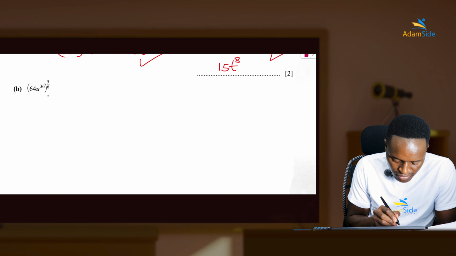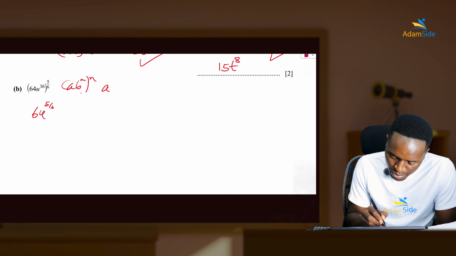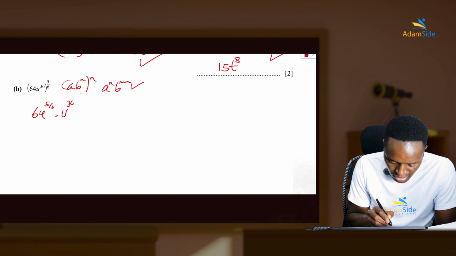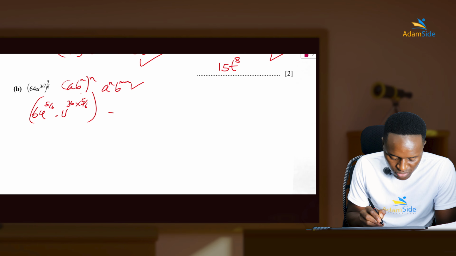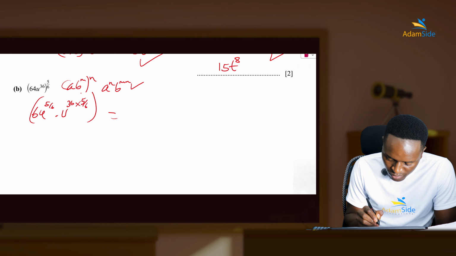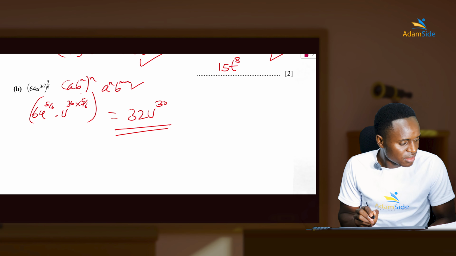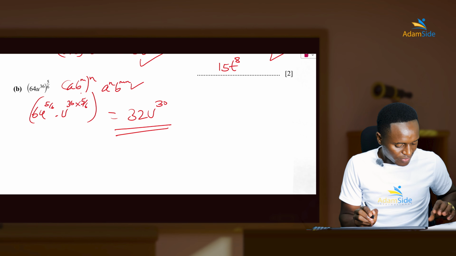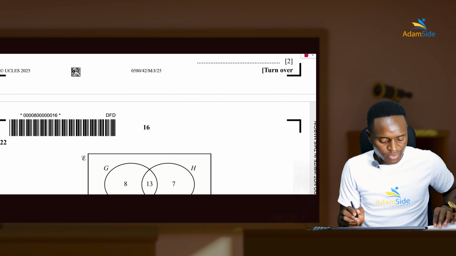Number B, 64 power 5 over 6. So this is the same as a power n, power m, that is mn. You apply this law in solving this. So it's 64 power 5 over 6. That's it. When you calculate this using your calculator, you will obviously get 32, and you get your answer as that.